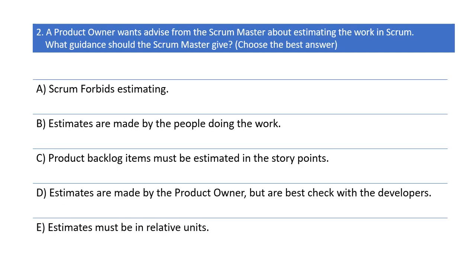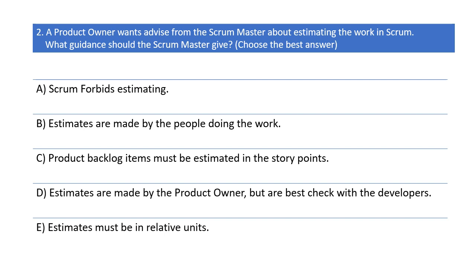Question number 2. A product owner wants advice from the Scrum Master about estimating the work in Scrum. What guidance should the Scrum Master give? Choose the best answer. Option A. Scrum forbids estimating. Option B. Estimates are made by the people doing the work.